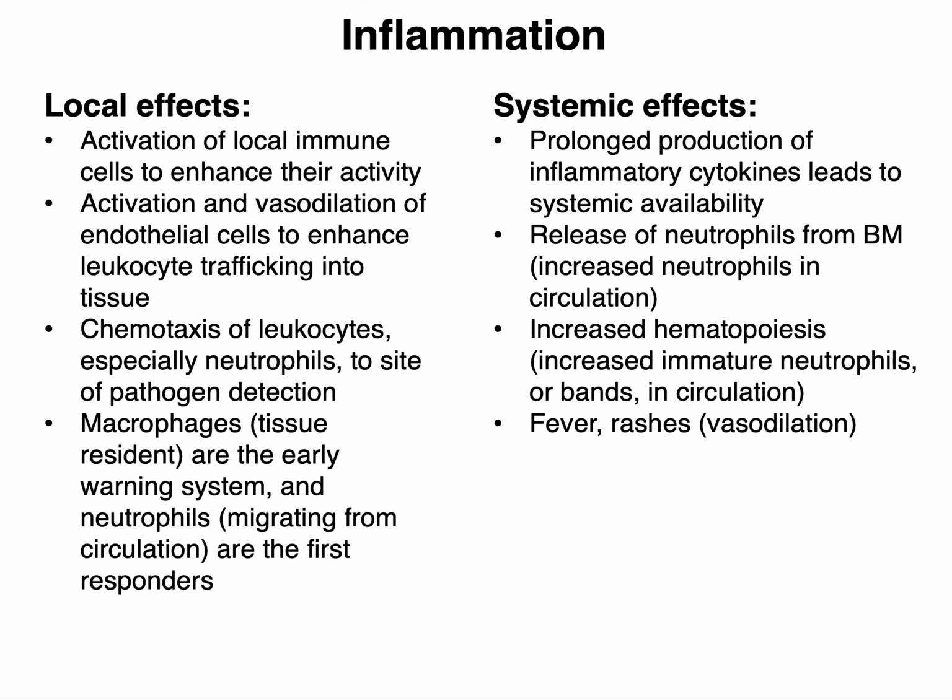Systemic effects of inflammation also include fever and rashes due to vasodilation. And lastly, harmful systemic effects such as sepsis and septic shock can occur in severe cases. Okay, so that is the end of our intro to the innate immune response. Our next mini lecture will delve into the development of the adaptive response.